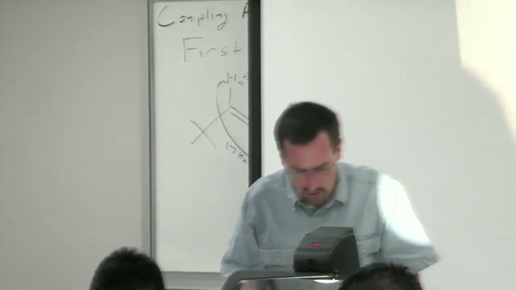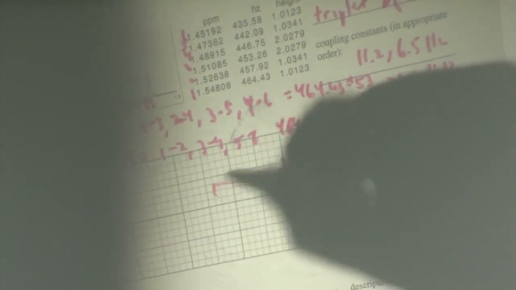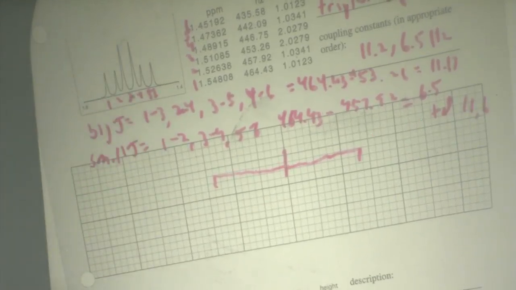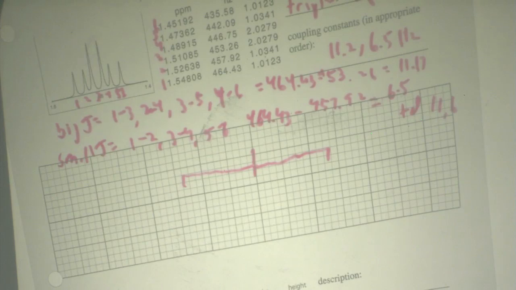All right, so let's go ahead and we'll simulate this as a TD 11-6. And so I will make my triplet and I will go down and I will go out 11. And I'll go 1, 2, 3 and out 11. And then I'll split each of those into 6 hertz doublets.